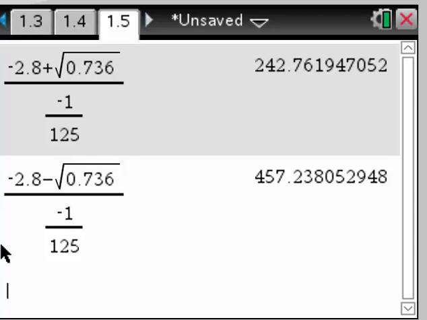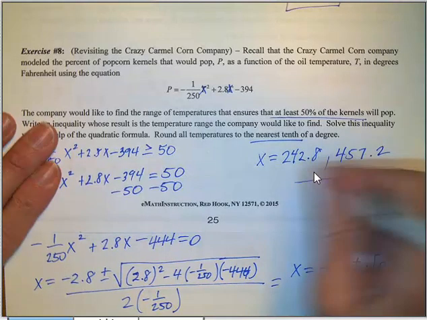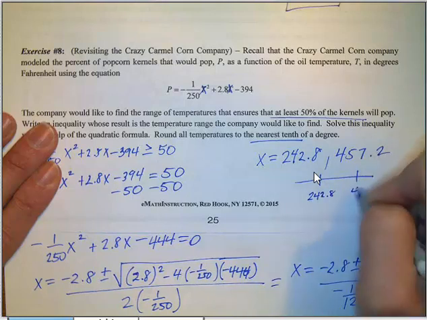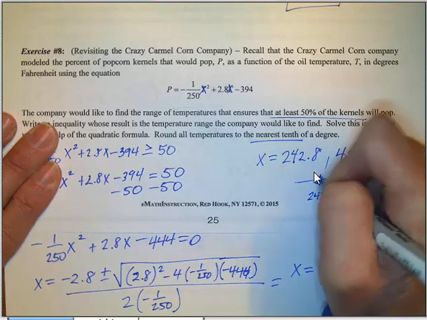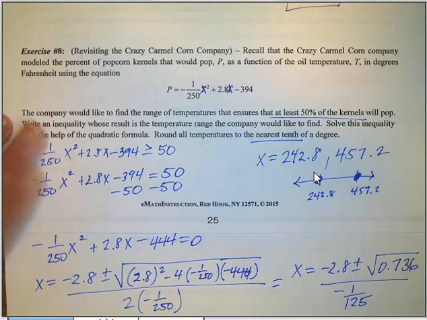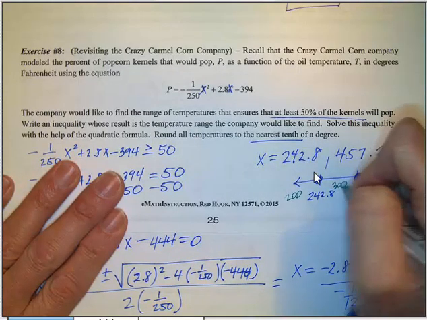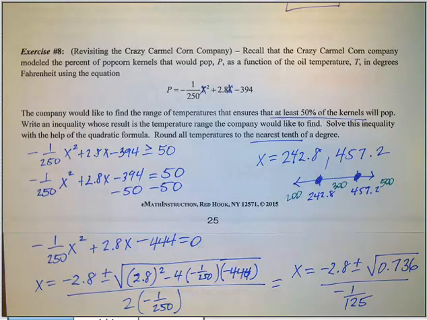457.2. So now what I need to decide is, am I between these or outside of these? So again, like we've learned, these are on a number line. So this is 242.8 and 457.2. These are included. So now I need to decide. I'm going to pick 3 numbers in the segments. I'm going to pick 200, I'm going to pick 300, and I'm going to pick 500 to test them. So why don't you pause the video and do that also.